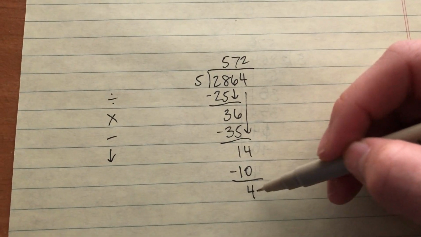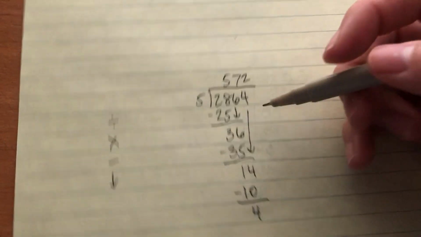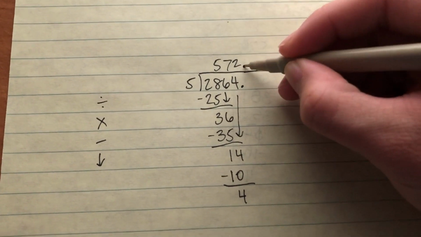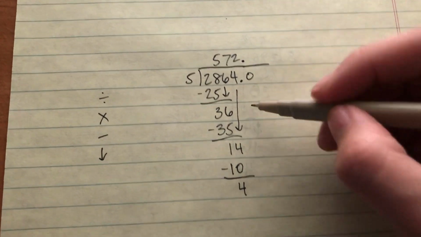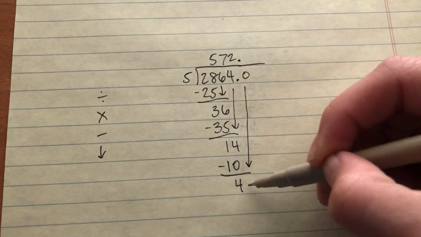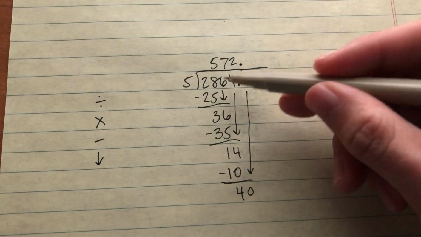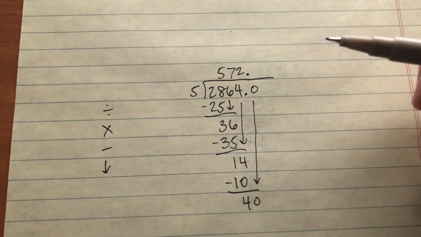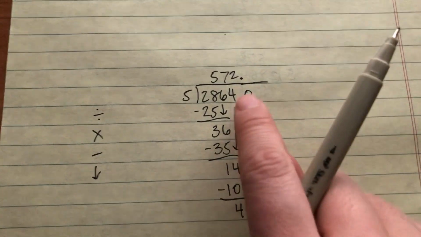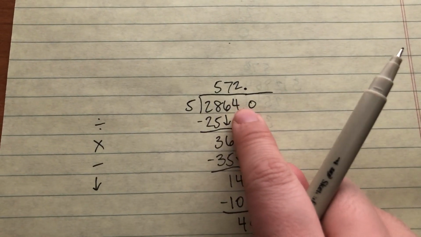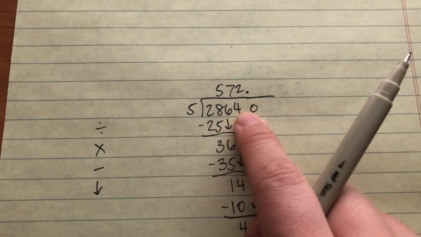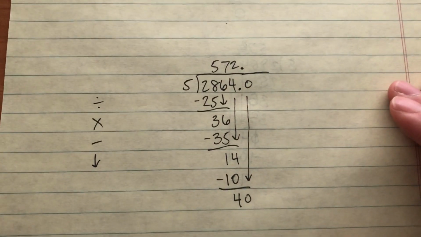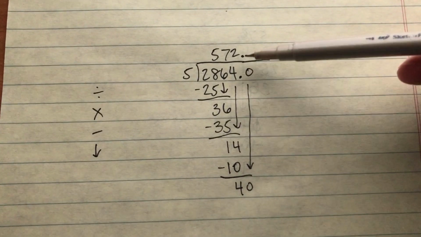When you have a remainder and we need something else to bring down, we're going to add a decimal point and a 0. So we're going to bring down this 0. We know that if we add a 0 after our decimal point, it does not change this number at all. But you have to remember to bring that decimal with the 0, because if you added that 0 without that decimal point, you've changed this number. It turned into 28,640, but we're really looking at 2,864. So don't forget that decimal point.